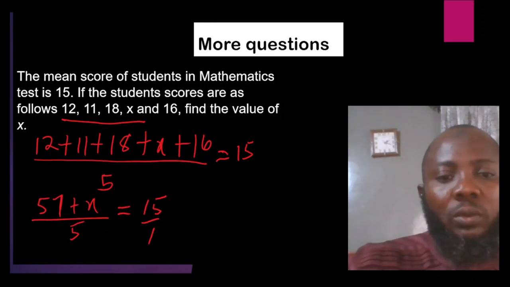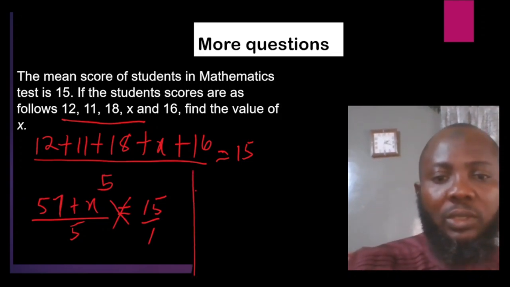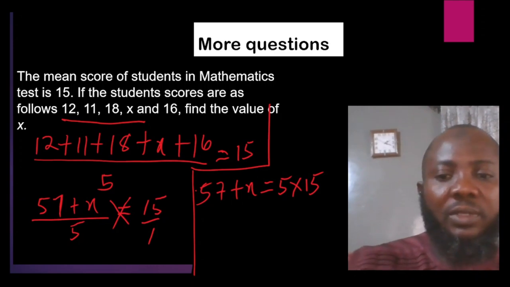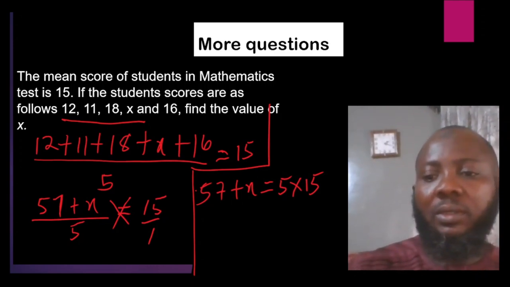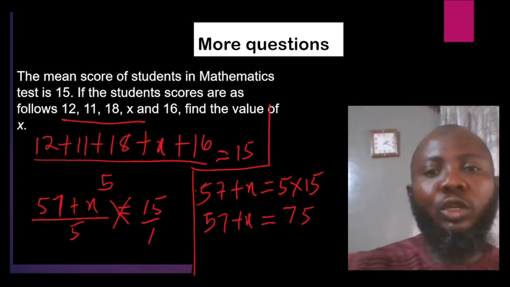So what we're going to do, we'll cross multiply. So that means we're going to have 57 plus x is equal to 5 times 15, and 5 times 15 is equal to 75. So this is 57 plus x equal to 75. Alright, so what are we going to do next now?